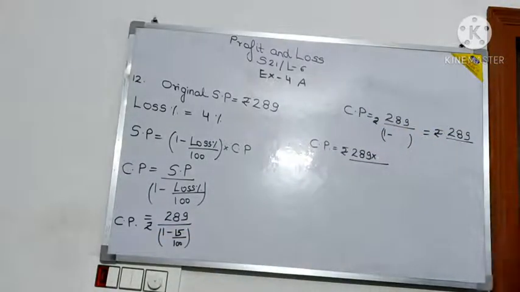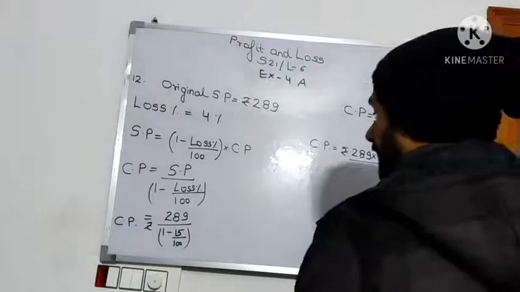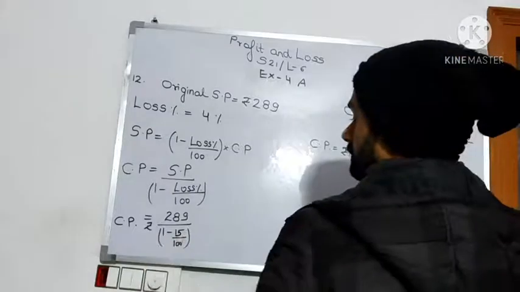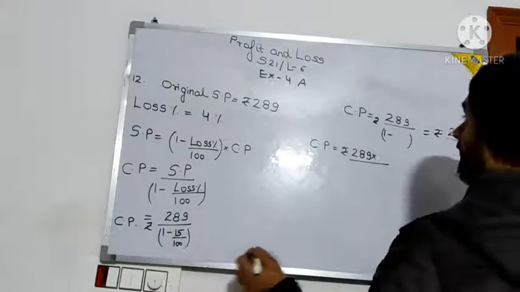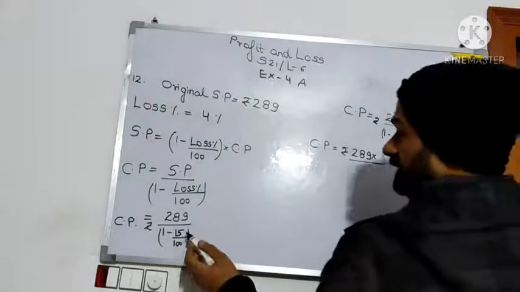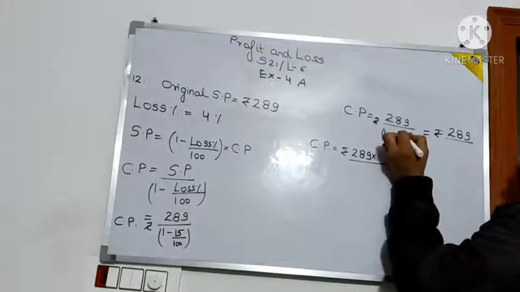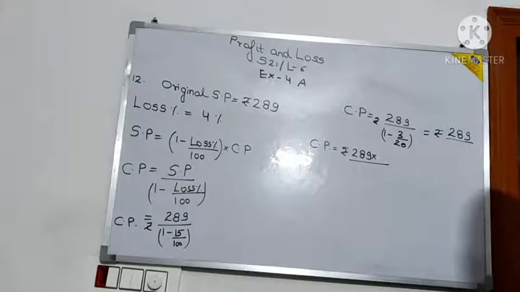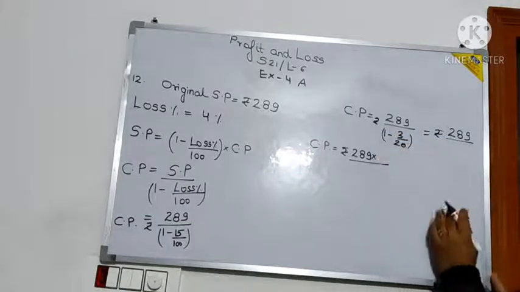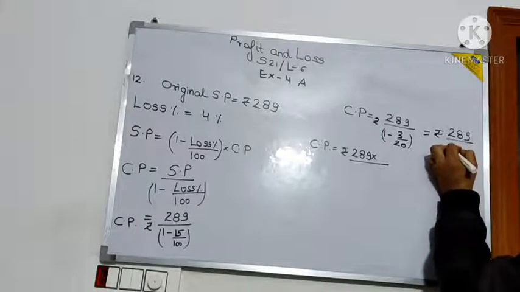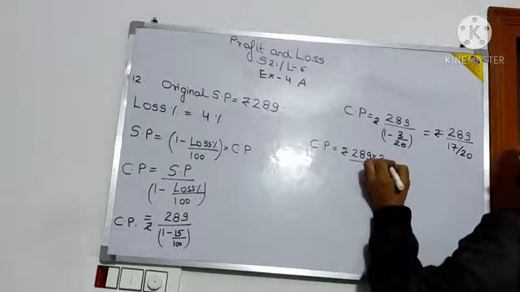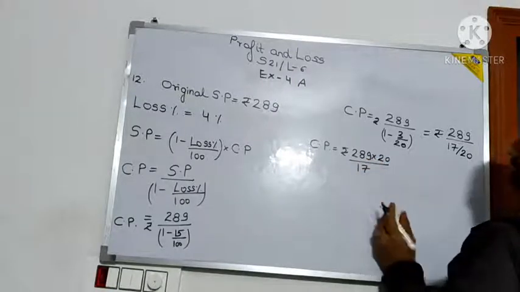So 1 minus 15 by 100, the percentage will be there. 100 minus 15 is 85, so it will be 85 by 100. Or 5 threes are 15, 5 twenties are 100, so 3 by 20. So 1 minus 3 by 20, or 20 minus 3 is 17 by 20. So it will be 17.